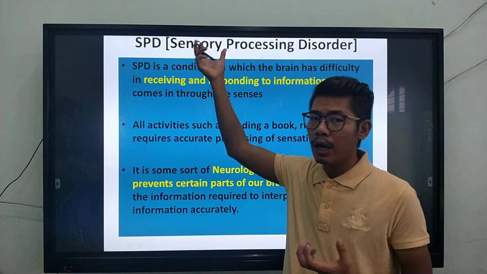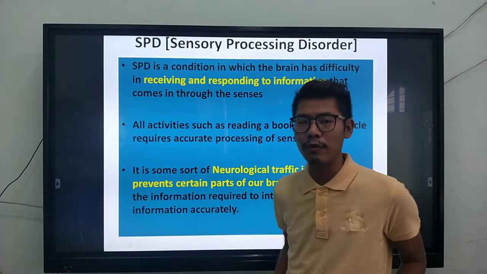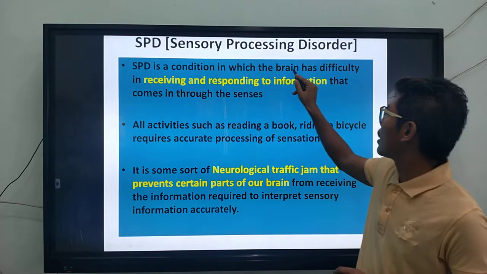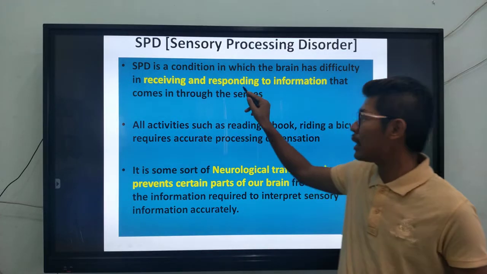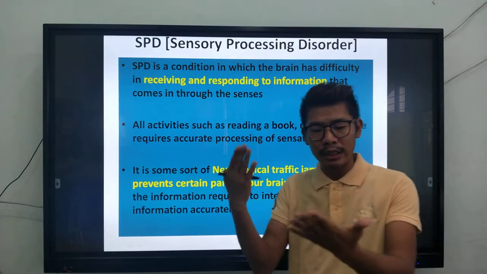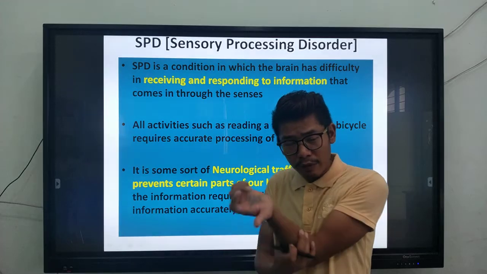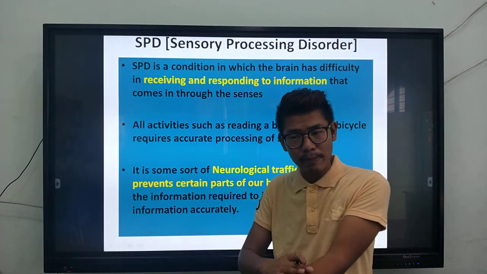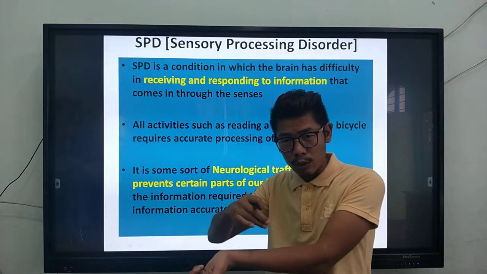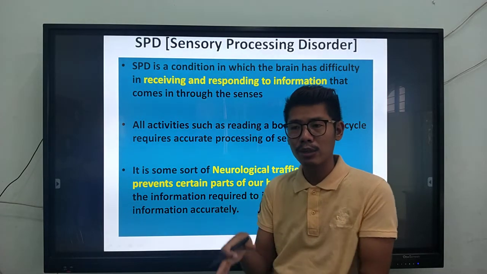Then the sensory organs play a very important role in receiving and responding to information. But SPD is a condition in which the brain has difficulty in receiving and responding to information that comes in through the senses. The sense organs need to pass the information to your brain. But if I hit myself and I don't feel any pain, nothing is going to my brain. But when I hit myself normally, the sense organs pass the information to my brain, and the brain replies back with pain.